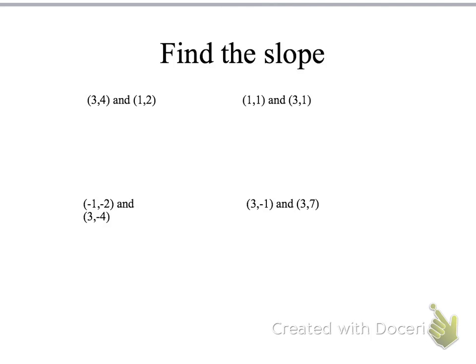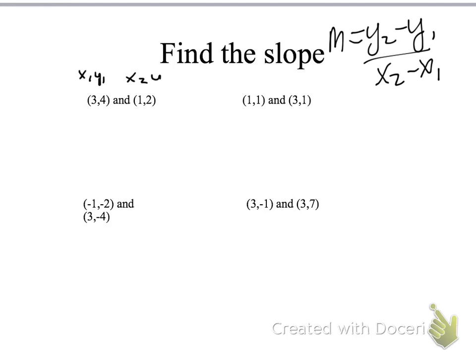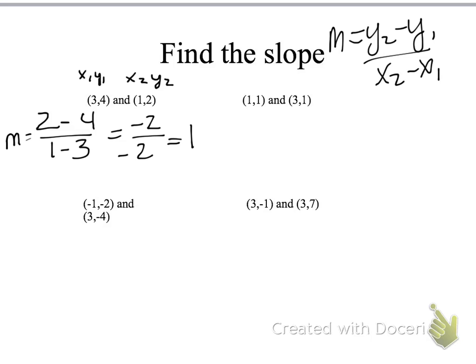Okay, find the slope. Slope equation, m equals y2 minus y1 over x2 minus x1. Okay, so if I label my points, x1, y1, x2, y2, we're going to do m equals 2 minus 4 over 1 minus 3. 2 minus 4 is negative 2. 1 minus 3 is negative 2. Negative 2 divided by negative 2 is 1. So my slope is 1.